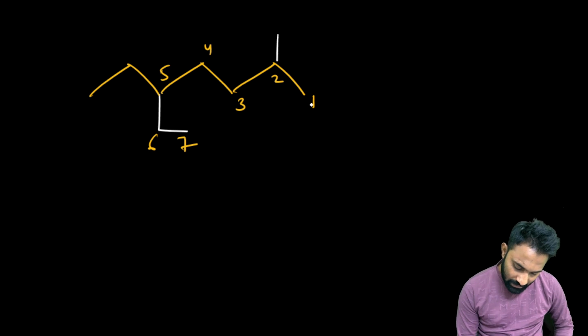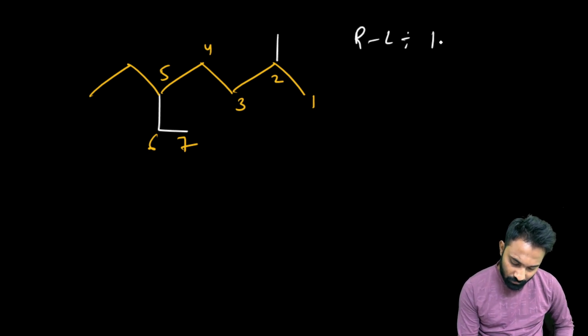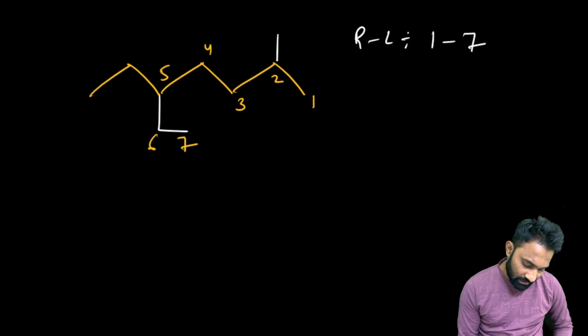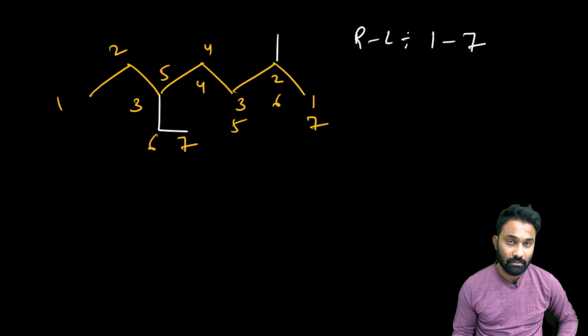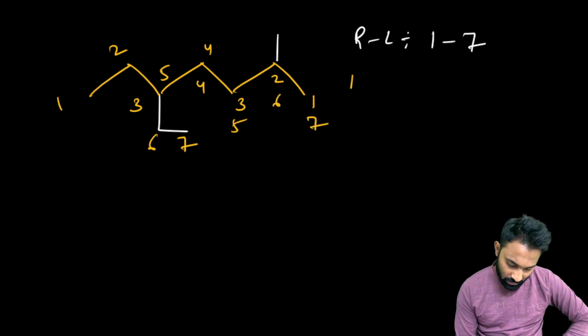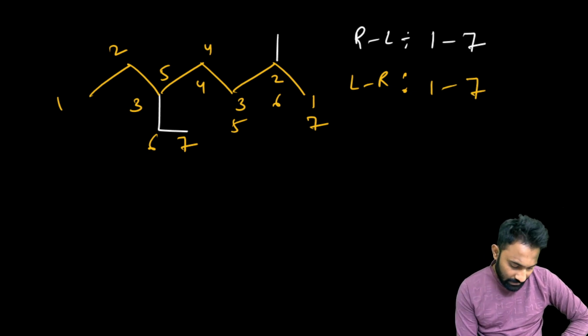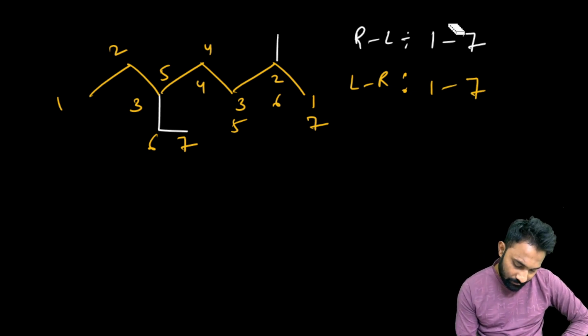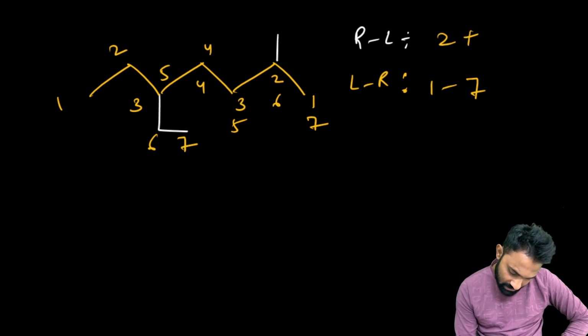Now you see here 1, 2, 3, 4, 5. Right to left numbering will be 1 to 7. Now left to right I will give the numbering here: 1, 2, 3, 4, 5, 6 and 7. Done. Now left to right numbering will be 1 to 7 also. In the right to left, the substituents are getting numbering 2 plus 5.